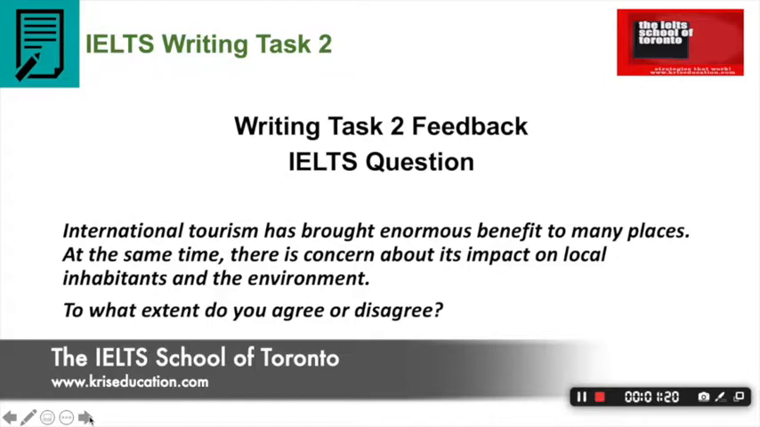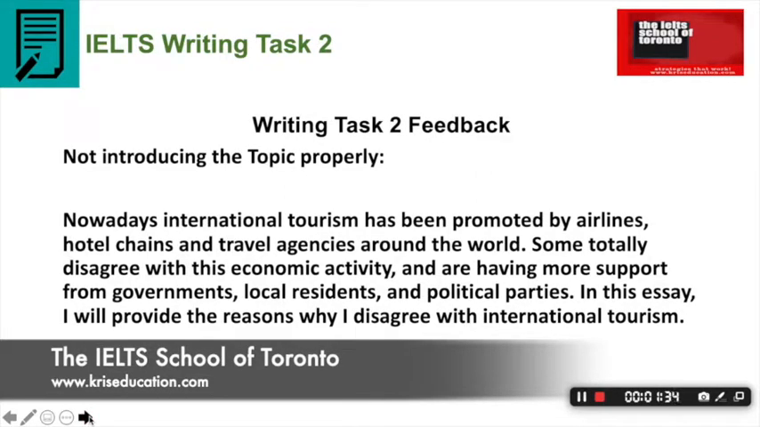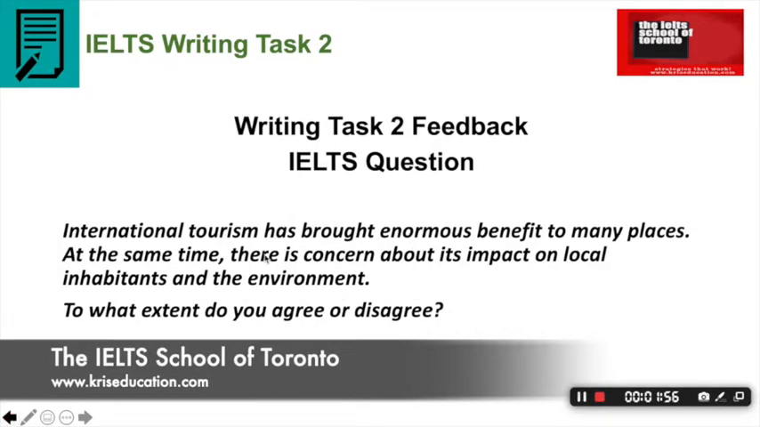A number of mistakes, task achievement, vocabulary, grammar, and so on were encountered during this test. Let's see them one by one. The very first one, I want you to read this introduction very briefly. Alright, so this student is not introducing the topic properly. When you read this introduction, you don't understand what the question is about.